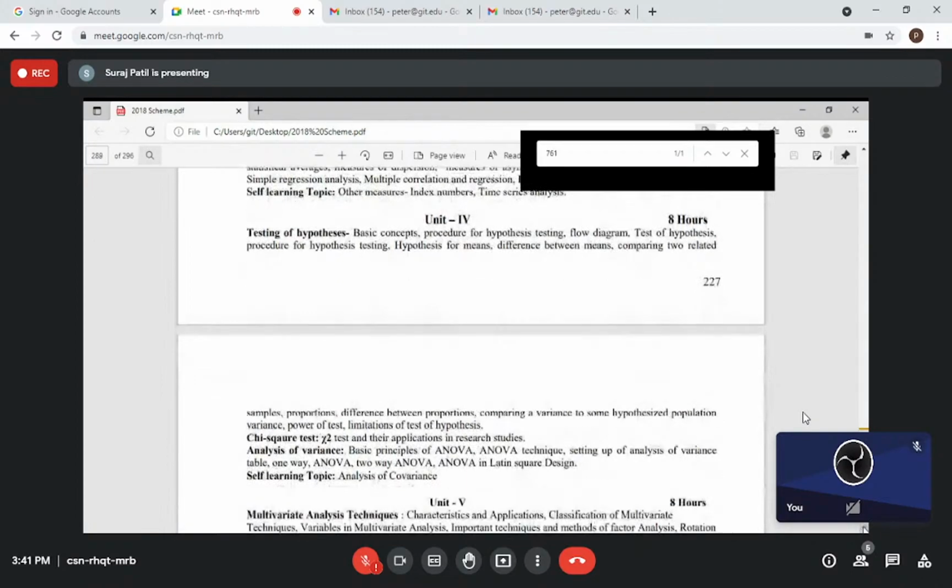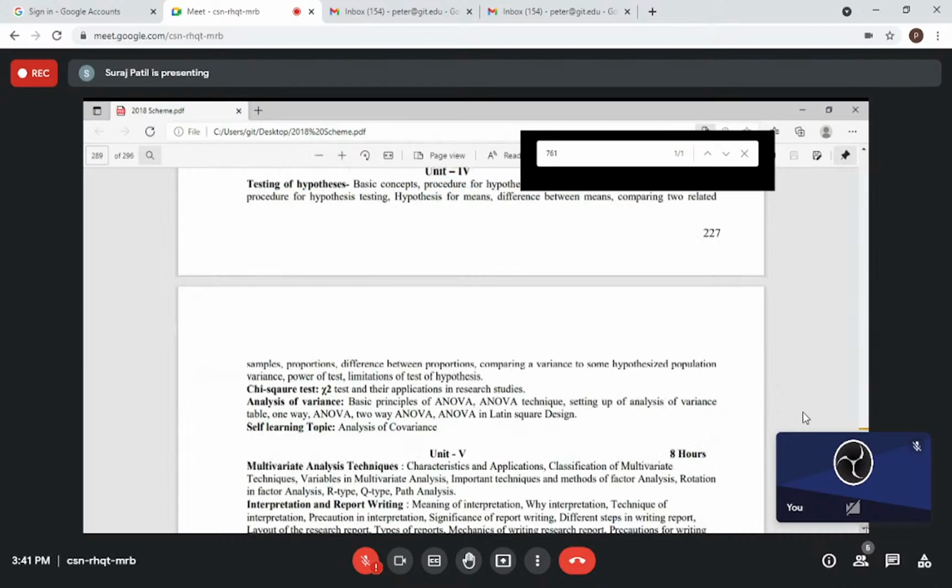Then chapter number 4, wherein you'll be learning the testing of hypothesis, understanding the hypothesis, then analysis of variance, basic principles of ANOVA, and ANOVA in Latin square design, one-way ANOVA, two-way ANOVA. All these are included to understand the data and go for new concepts, developing the ideas, going for a better approach in coming up with new ideas through the research, and to plan systematically for any topic or any field. Thus, all these are included in units 1, 2, 3, 4.